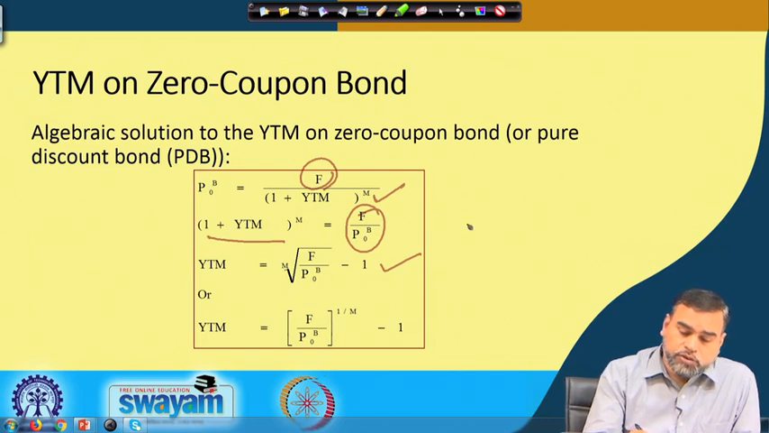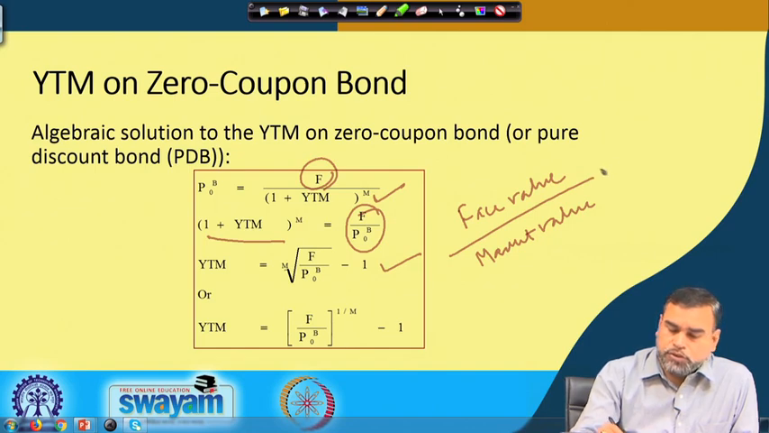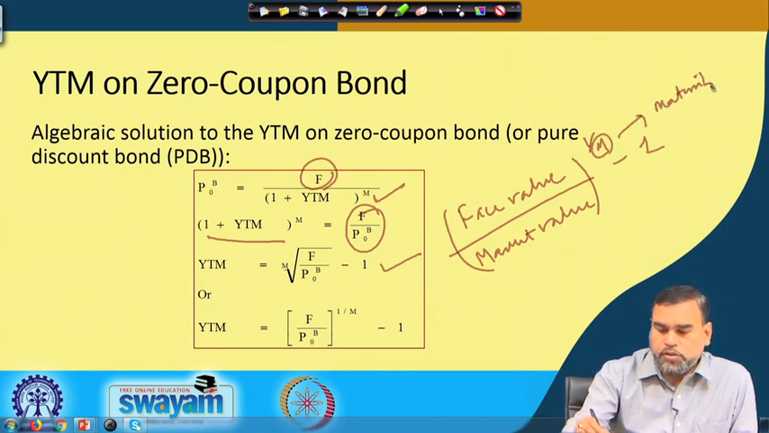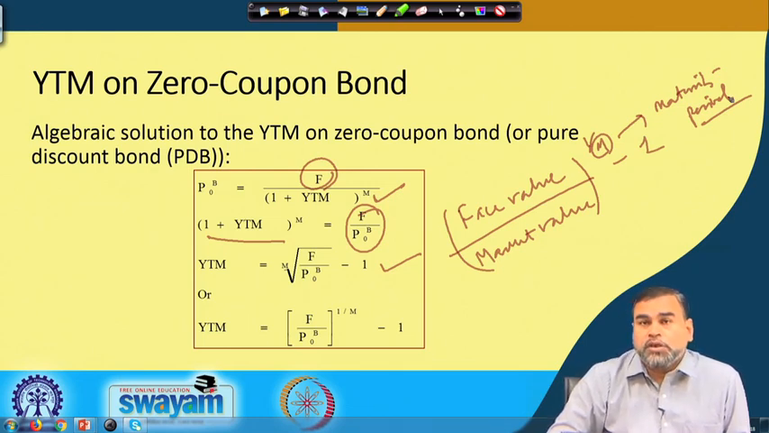That means your face value or par value, divided by the market value or the present value of the cash flows, to the power 1 by m, minus 1, where m is nothing but the maturity period. So we can straightforwardly calculate the yield to maturity of a zero coupon bond if we know the purchase price as well as the face value. If that is known, then the yield to maturity of the zero coupon bond can be easily calculated.